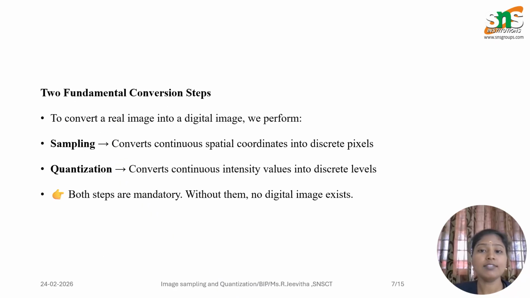To convert the real-world image into digital form, two major steps are required. Sampling converts the continuous spatial information into discrete pixels. Quantization converts continuous brightness values into discrete intensity levels. Both are compulsory. If any one step is missing, a digital image cannot exist.